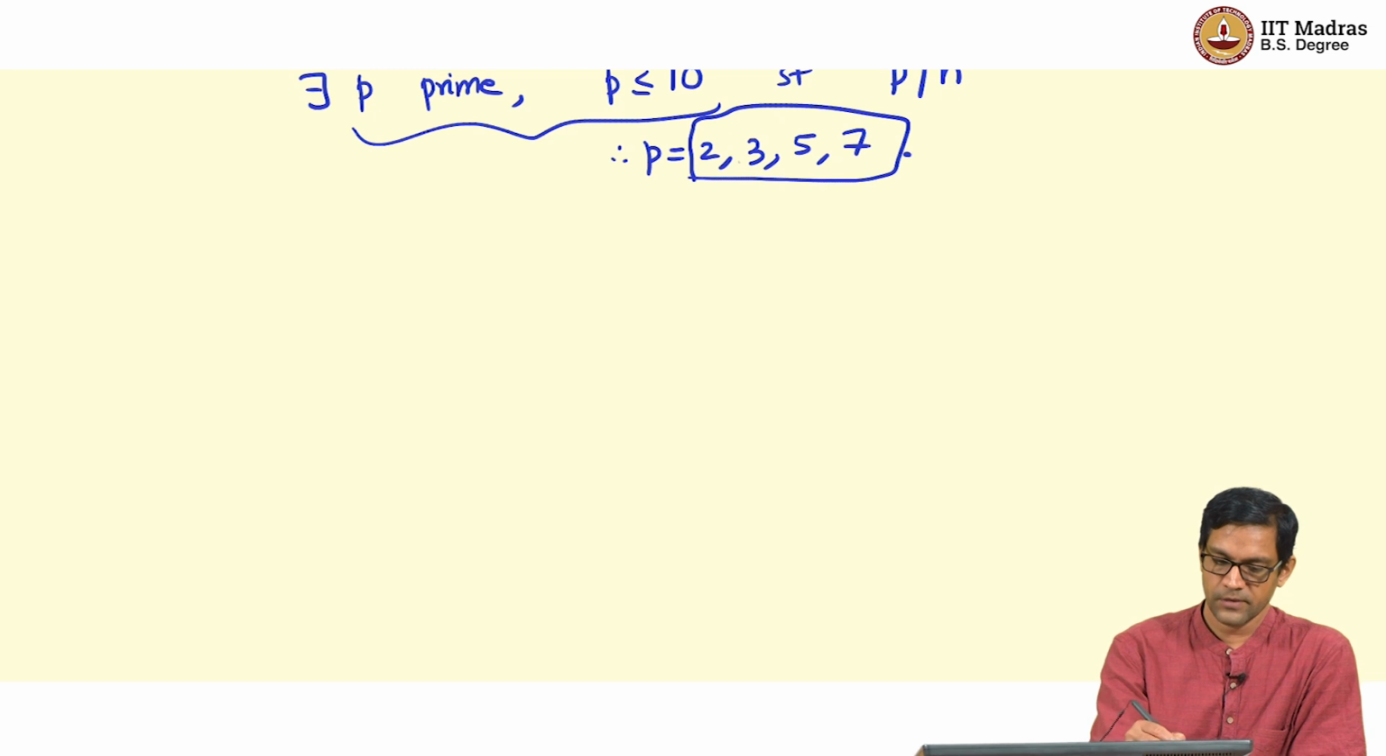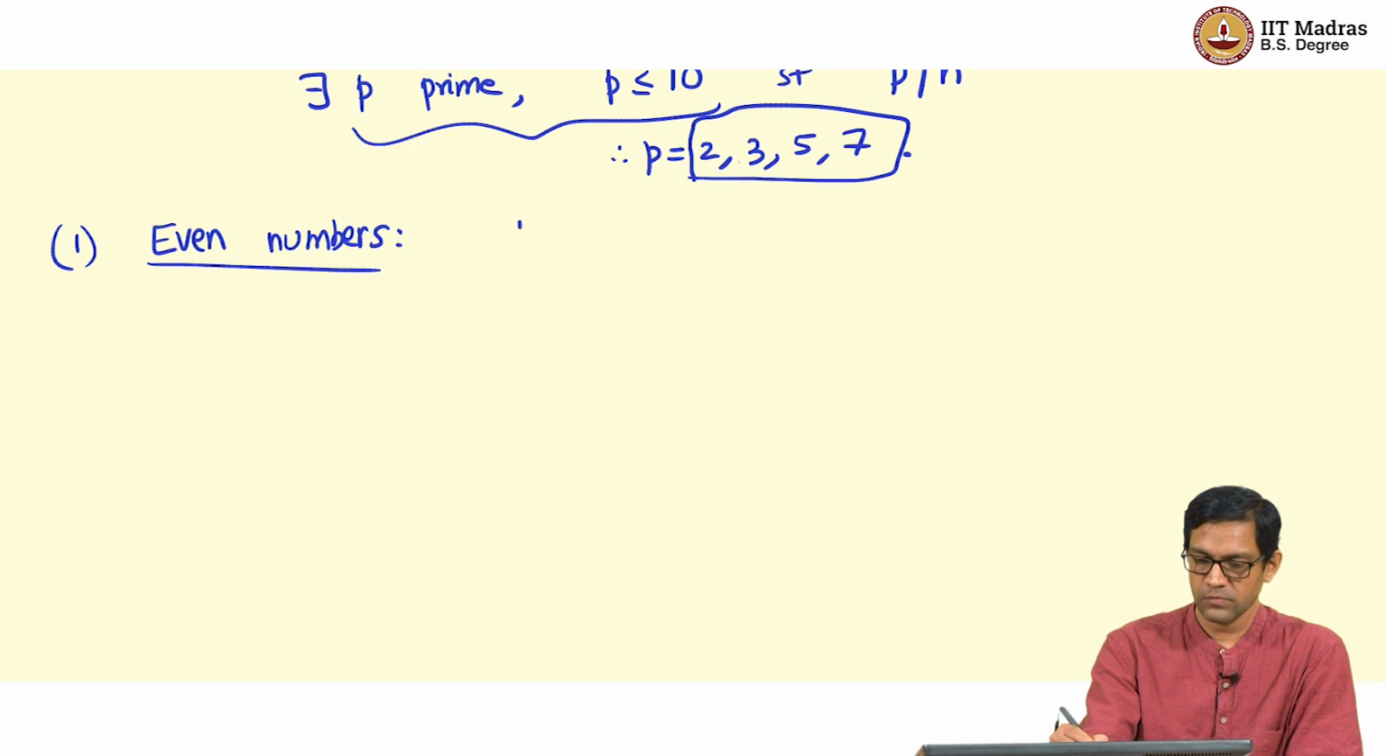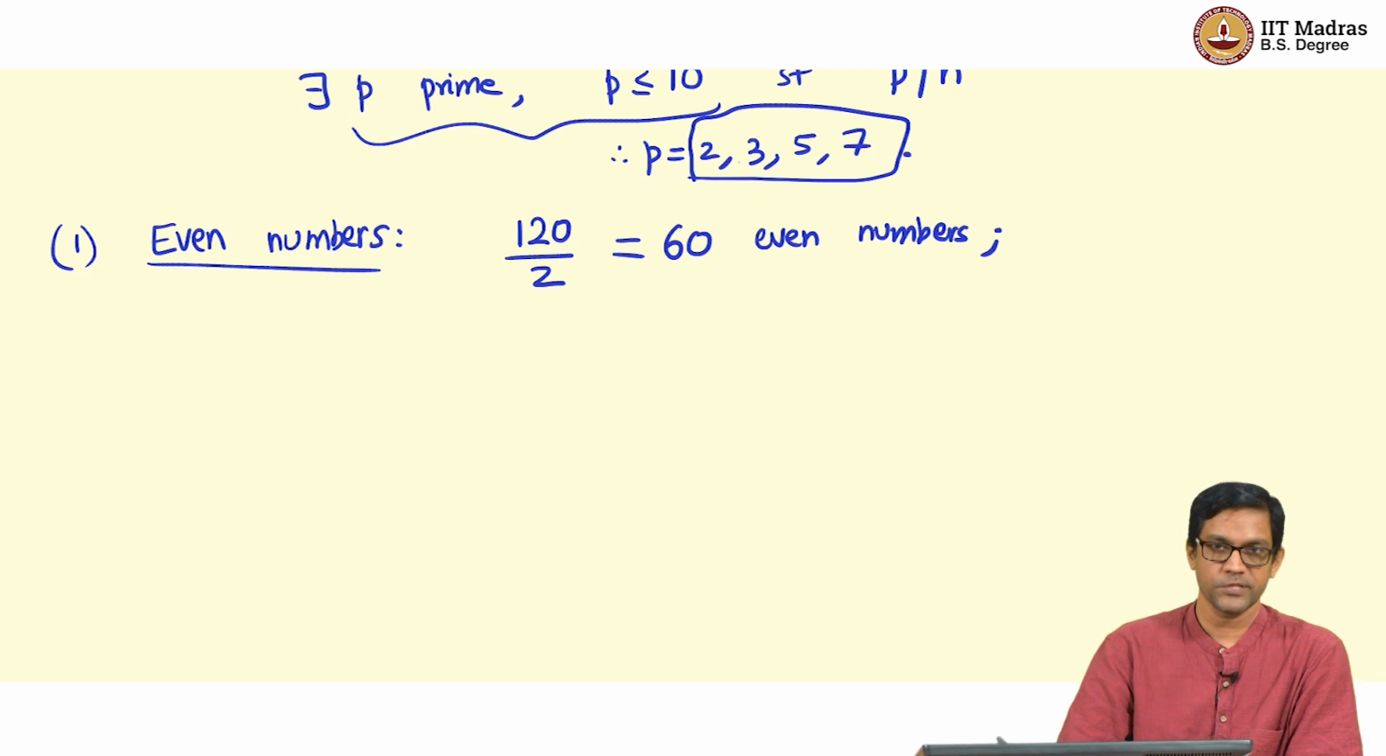Let us throw out all the even numbers. So first simplification: how many even numbers do we have? Well, there are 120 by 2, which is 60 even numbers. Out of these, well, even numbers are always composite except for the even number 2 itself, which is prime.